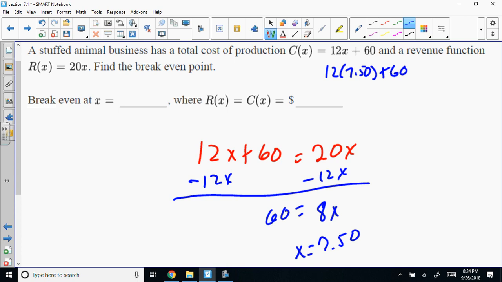If I put it in the first equation, and if I put it in the second equation, I better get the same thing, right? So 20 times 7.5 is 150, right? Then 12 times 7.5 equals 90. And 90 plus 60 equals how much? Voila. So they break even at 750, or 7.5, I should say.